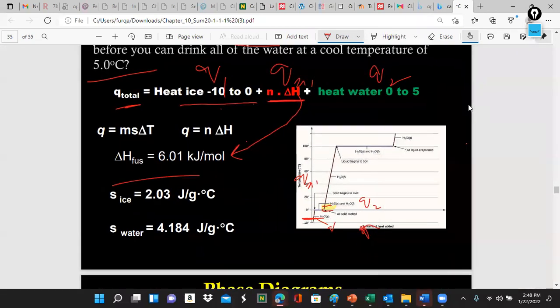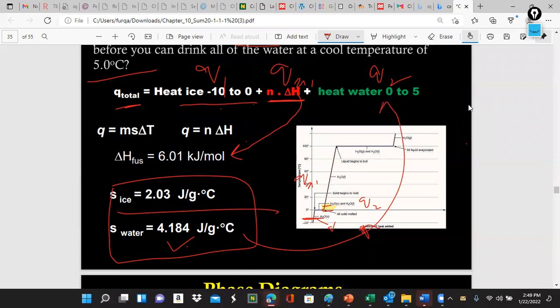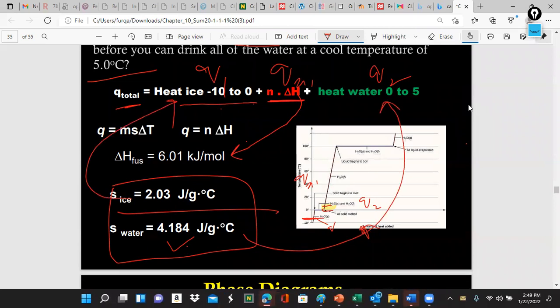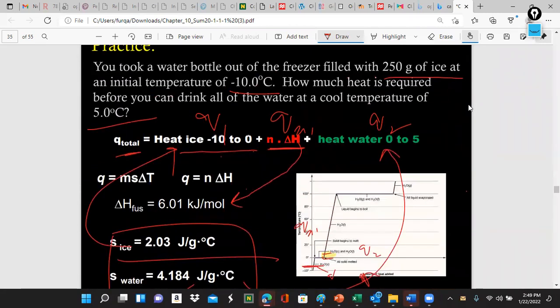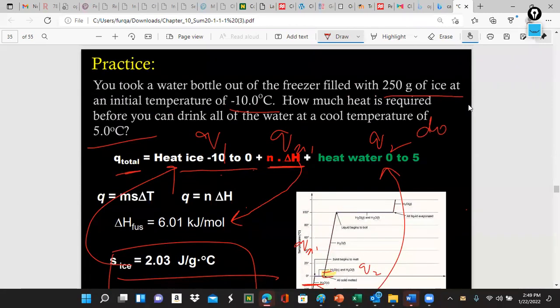You need the specific heat capacity of ice and you need the specific heat capacity of liquid water. So this is going to be used in this equation and this is going to be used in this equation. So do this and give me the answer in your next class and let me know what the answer is.